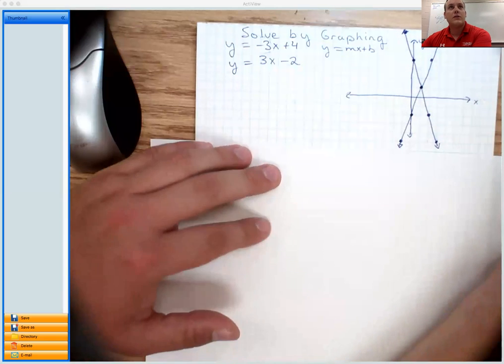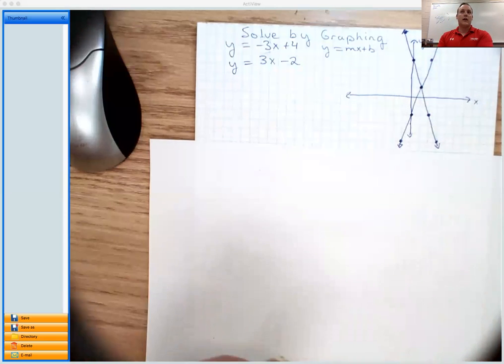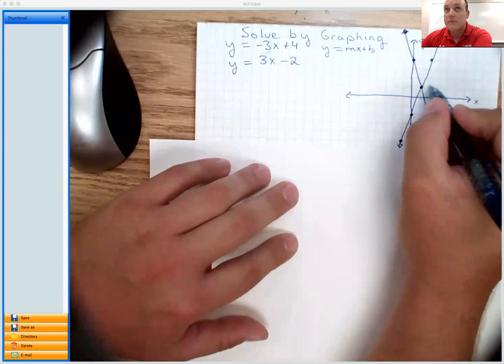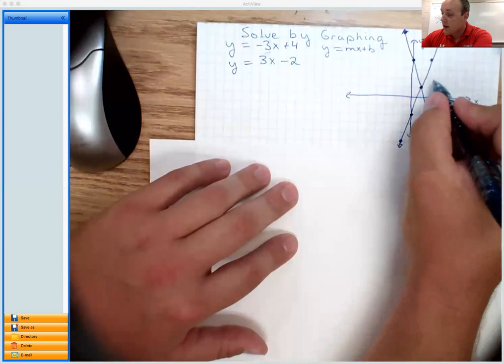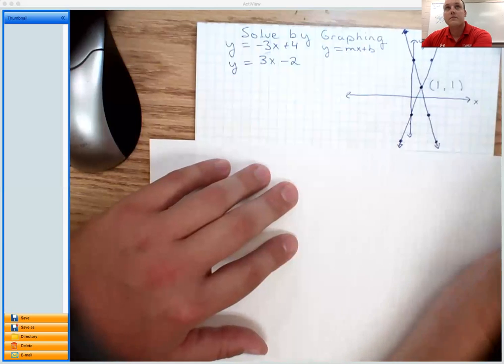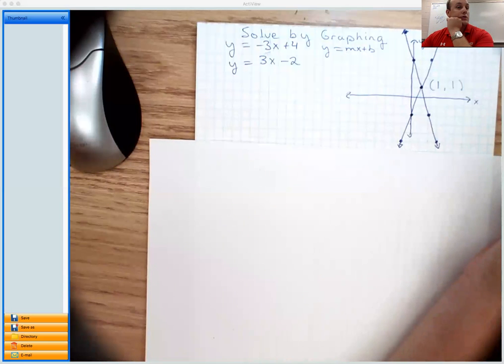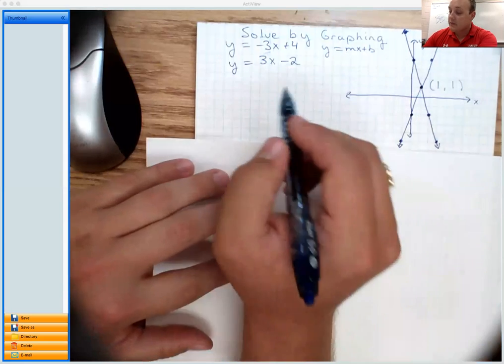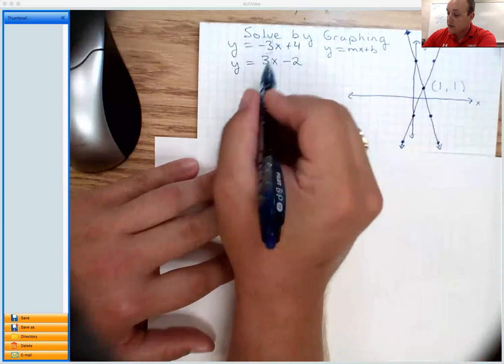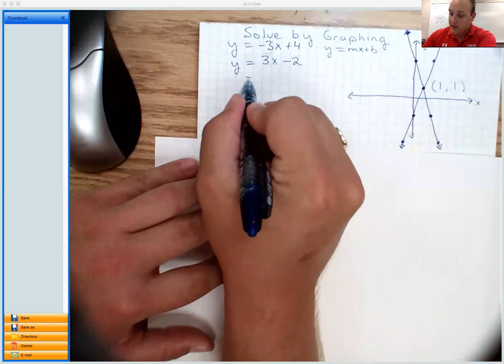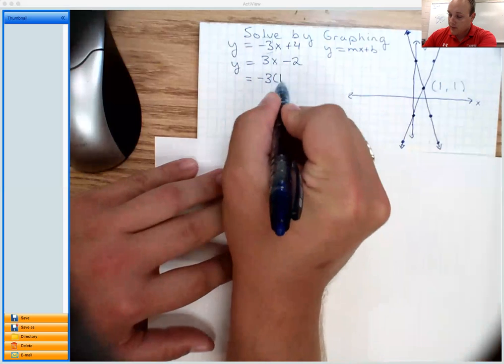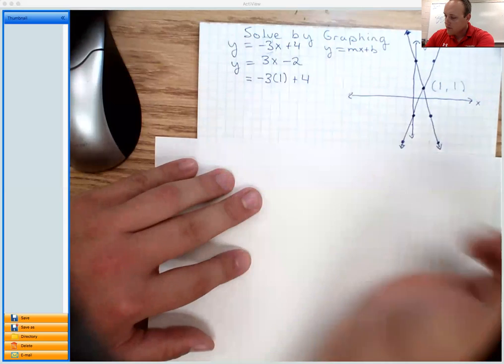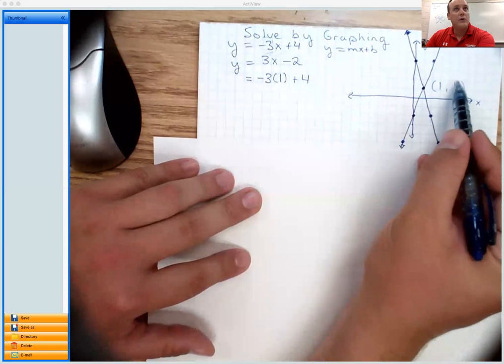All right, now, if I'm solving by graphing, what I have to look at is where the lines intersect. That's what's most important. And they intersect here, and they intersect at 1, 1. Right? Because we go to the right 1 and up 1. Okay, now, to check these answers, we're going to have to plug these back in. So plug +1 in for x. So this is for my top equation. I have -3 times +1 plus 4. And that's supposed to equal my y value, which is also +1.